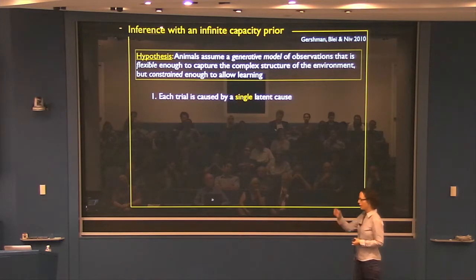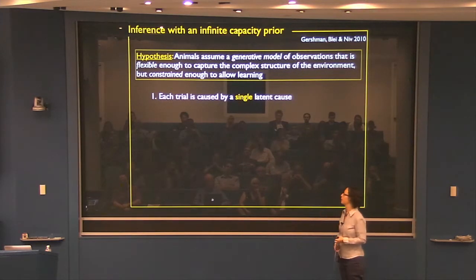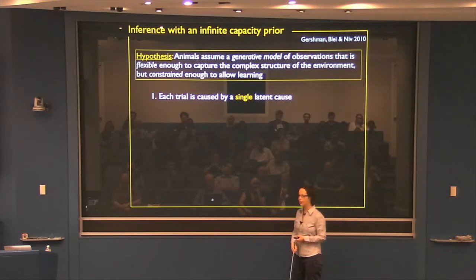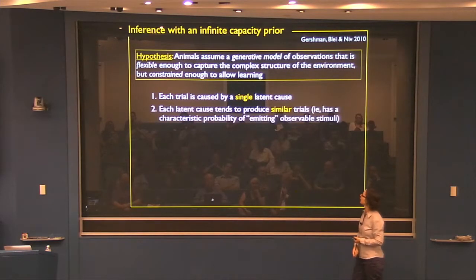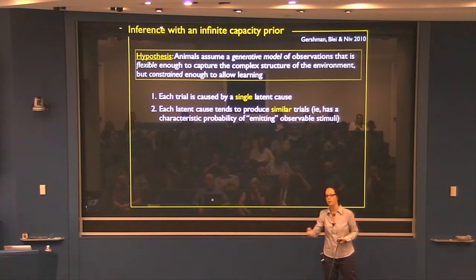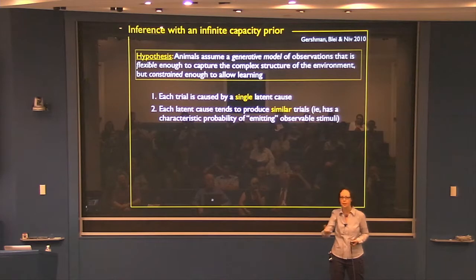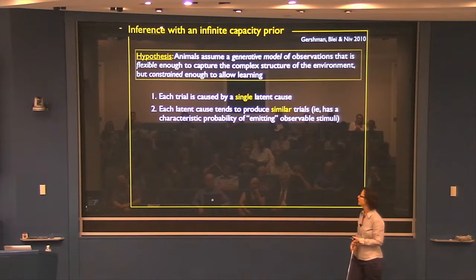The animal is going to see trials in an experiment, so we'll work in trials. Each trial is caused by a single latent cause. Each latent cause tends to produce similar trials. So it has some characteristic probability of emitting shocks, emitting tones, emitting the odors that the animal smells, everything that is observable.